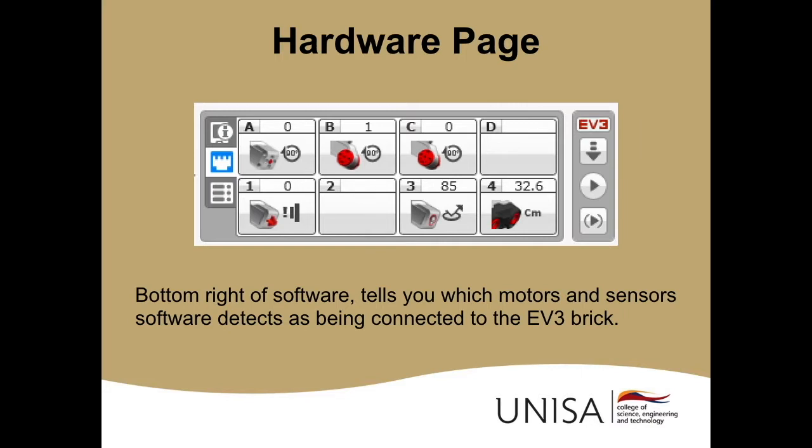So in this particular case, the software sees that a medium-sized motor is connected to port A, and a large motor is connected to port B, and another large motor is connected to port C. The robot that was designed here also has sensors, with a touch sensor being connected to port 1, a light sensor being connected to port 3, and an ultrasonic sensor being connected to port 4. And it also shows a little bit about what these sensors measure.